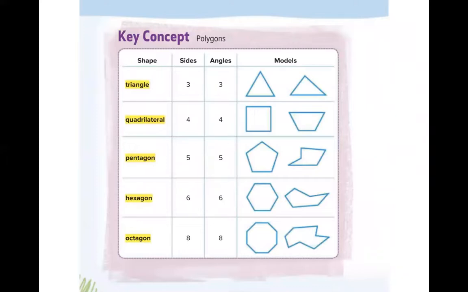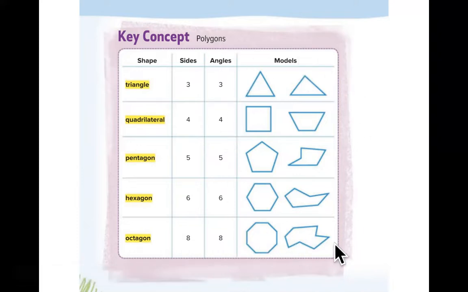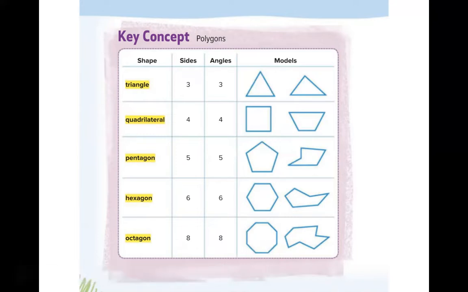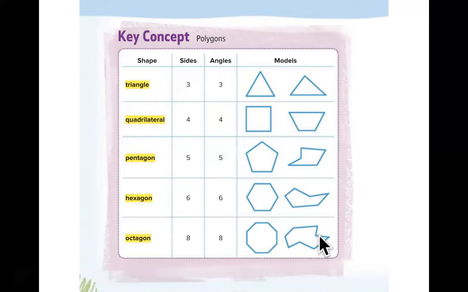So here is a chart that describes the polygons that we will be talking about. So notice how the names are right here, the number of sides that they have are in this column, the angles, and then here are two examples of the polygon. This first example is the traditional or the normal way that you might see that shape. And then here is an irregular polygon. It's still a polygon, it's just made in a different way.